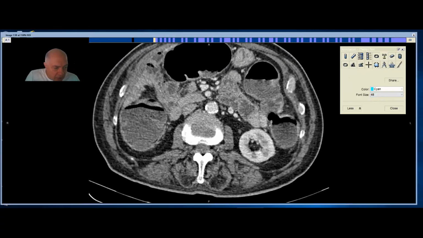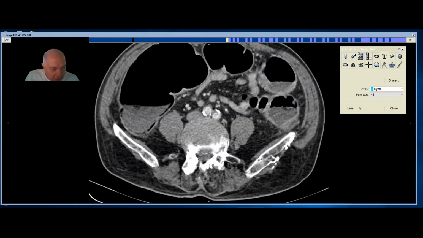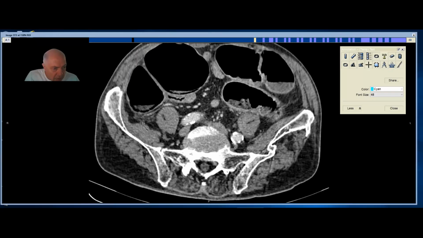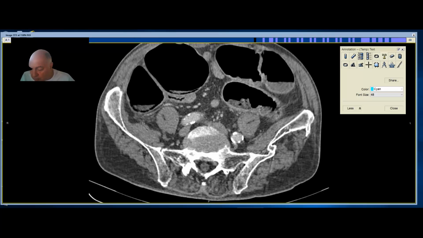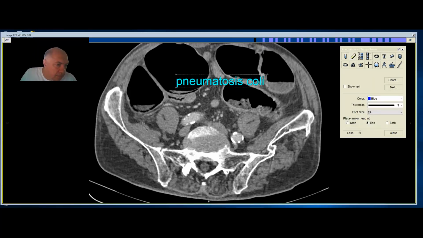We keep traveling down, the colon remains distended all the way down. We can even see some air in the wall of the colon. This is called pneumatosis coli. Little locules of air. This is not really a good sign, because it means that the colon is distressed, the wall of the colon is compromised.